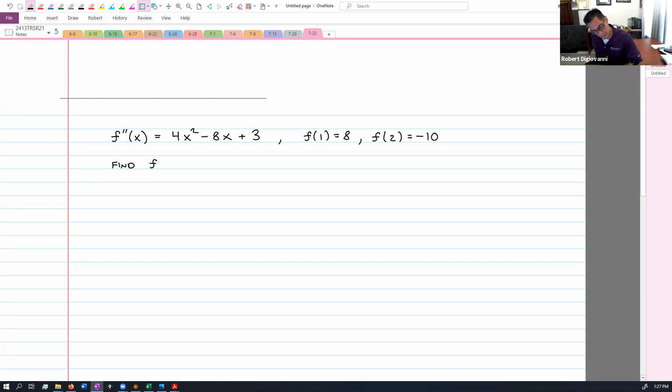f of x. Was one of those supposed to be a prime? One of these? Yeah, no. Okay, I'm just making sure. Yeah, I'm glad you noticed that though, because that's what's making this problem different than the previous one.